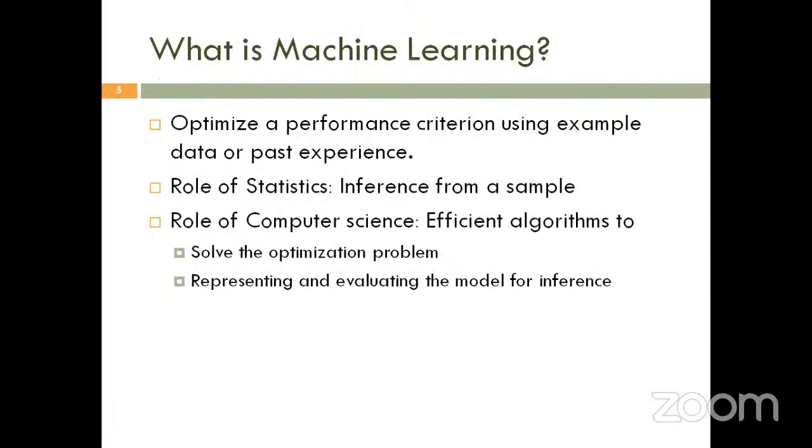So in machine learning, what we do is optimize a performance criterion using example data or past experience. And this is an important thing. That is why I was teaching statistics, or rather I was giving the codes for the statistics.